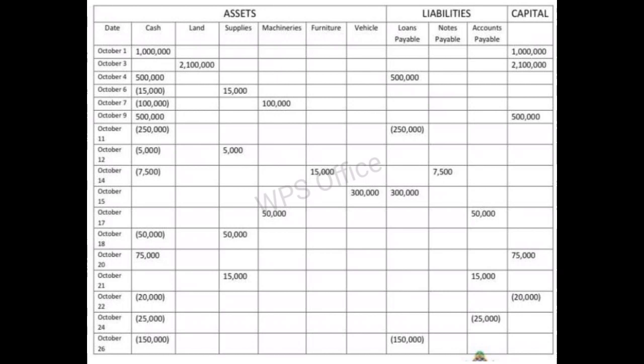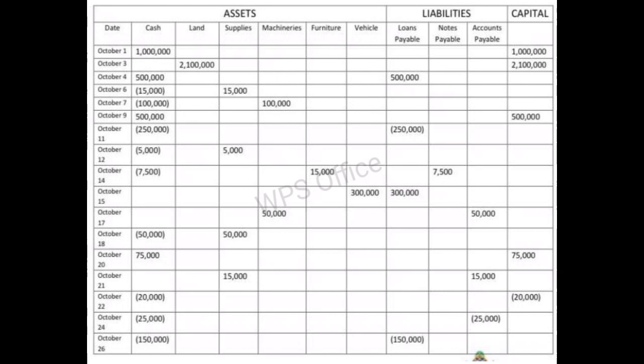October 20, we have received cash worth 75,000 for the products sold. So we will add 75,000 under the cash and also in the capital. On October 21, purchased supplies worth 15,000 on account. So we can see that under the supplies we have 15,000 and also in accounts payable, 15,000. October 22, the owner withdrew 20,000 cash for personal use. So it will be deducted under the cash, so negative 20,000, and also in the capital, negative 20,000.